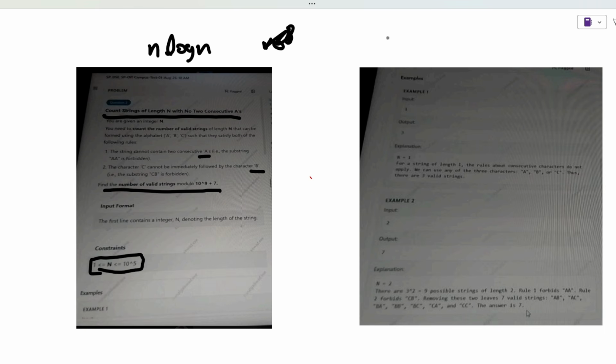So the n value is given as 1. We know that the characters we can use are A, B, and C. So when 1 is given as the length of the string, how many valid strings are there? A is a valid string, B is a valid string, and C is a valid string, and they follow these 2 criteria as well. So the answer for 1 is equivalent to 3. This will be our base case: for 1 the answer will be 3.